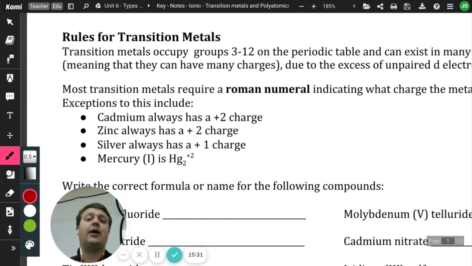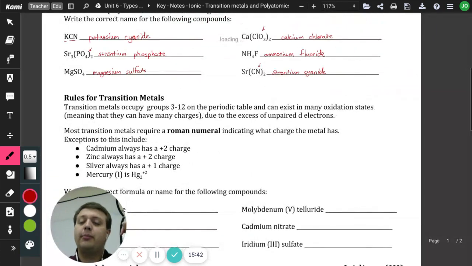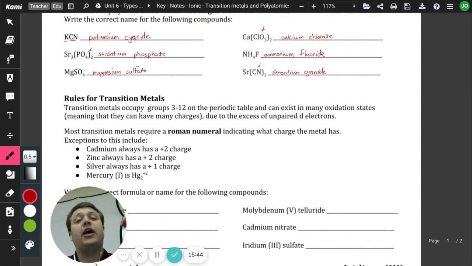And so because of that, we need to do different things depending on what transition metal we're talking about. And we have to signify what that charge actually is. Okay? So remember, your transition metals are going to be the metals from groups 3 through 12 on the periodic table. And they can exist with different charges, what we call oxidation states.